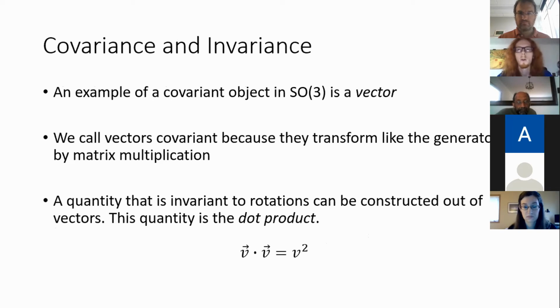Furthermore, covariance and invariance are very important to physics, especially when constructing an invariant action. An example of a covariant object in SO(3) is a vector. We call it covariant because it transforms with the generators, in this case being matrix multiplication. And a quantity that is invariant can be constructed out of these covariant objects. This quantity is the dot product.